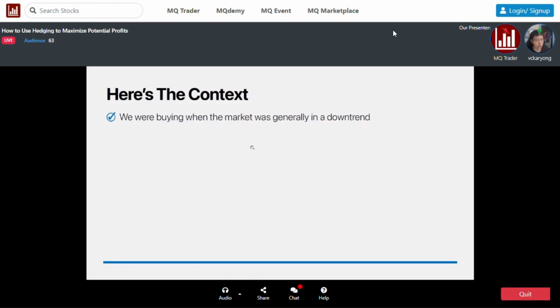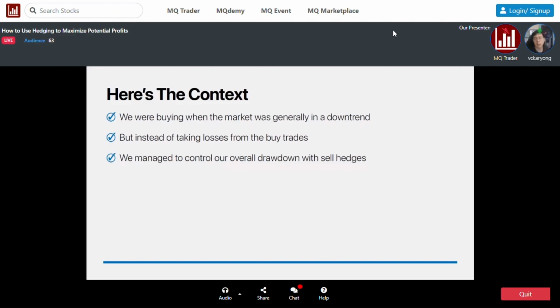Okay, so we are generally buying in a downtrend, but overall, instead of taking losses from our buy, we actually got back to break even on our buy while managing the drawdown and profiting from the sell. Net, you can see the outcome is we did not take any realized losses in our capital from the drawdowns, but we managed to grow our capital while maintaining that drawdown. So that's an example in the context of hedging, right?